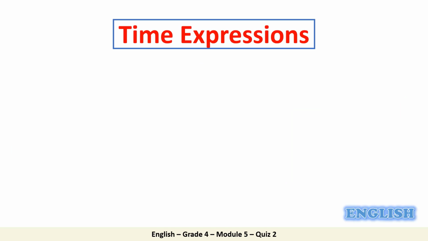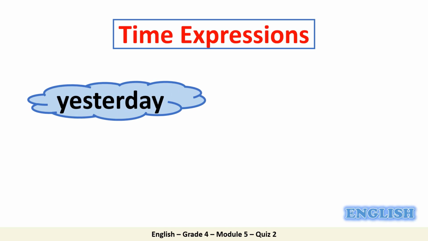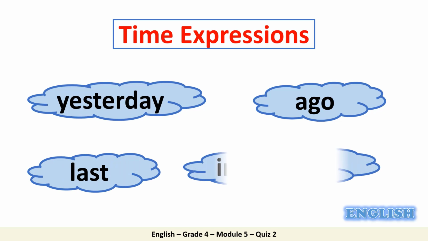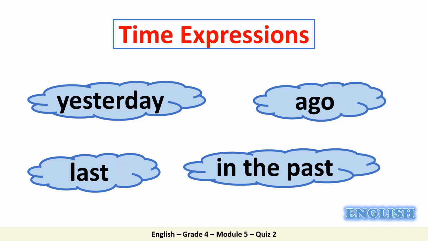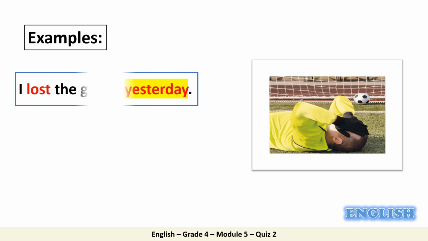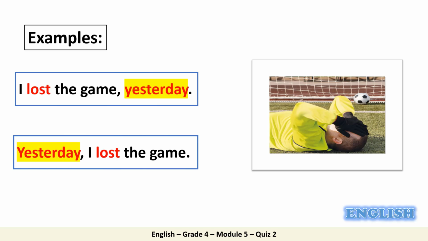Welcome back! Now let's talk about the time expressions or the keywords of the past simple tense. Yesterday, ago, last, in the past. We use these time expressions or keywords to talk about the things that happened in the past. They may come at the beginning of the sentence or at the end of the sentence. Let's have some examples. I lost the game yesterday. Yesterday I lost the game.